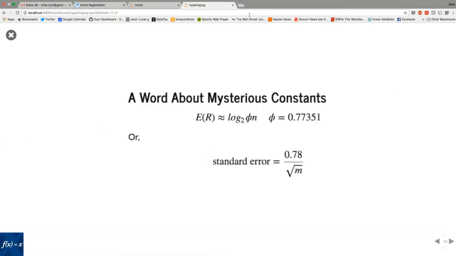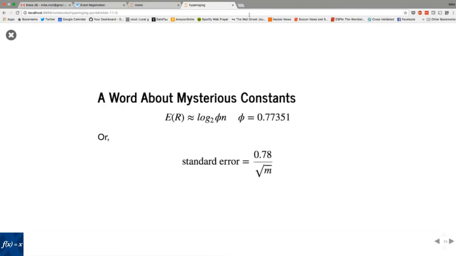I felt sort of obligated to stick this slide in here because there are a lot of strange factors in the later estimators for these algorithms, and it's pretty much beyond my capacity to explain where they came from, so I'm not going to attempt it.